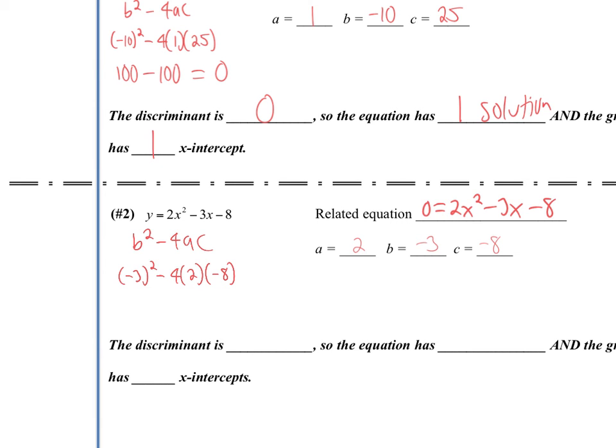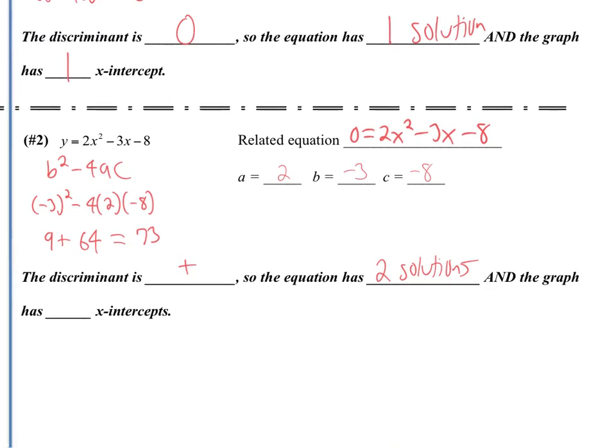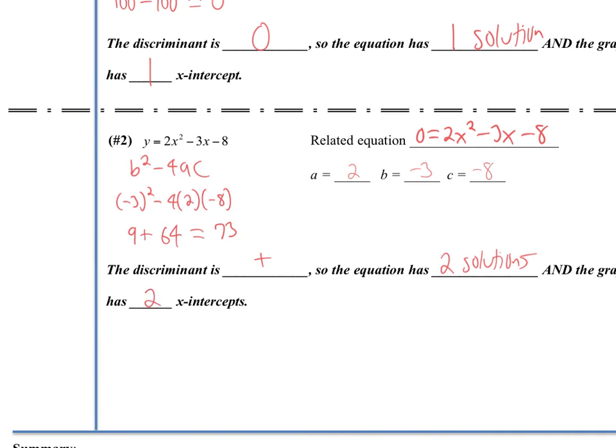And negative 3 squared is positive 9. Negative 4 times 2 times negative 8 is positive 64. And 9 plus 64 is 73. Is it positive, negative, or 0? It's positive, so the solution has how many solutions if it's positive? 2 solutions. And that means it has 2 x-intercepts, because solutions and x-intercepts are the same thing.